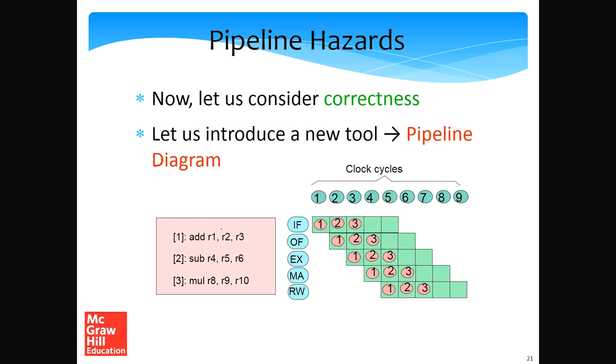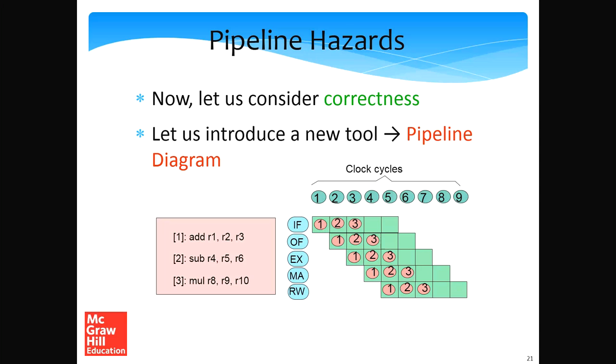Alright, so let us consider the correctness of executing programs. Let us introduce a new tool called a pipeline diagram. A pipeline diagram is an analytical tool for us. It will be shown in this fashion. Essentially the columns in the diagram represent clock cycles, the clock cycles 1, 2, 3, 4 to 9. And the rows represent the pipeline stages: IF, OF, EX, MA and RW.